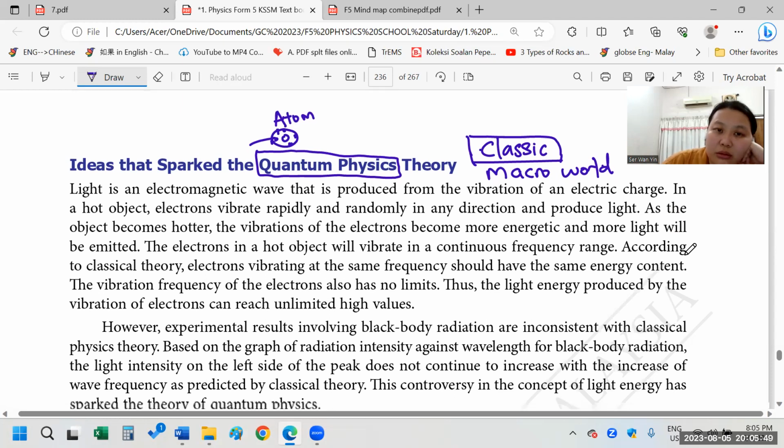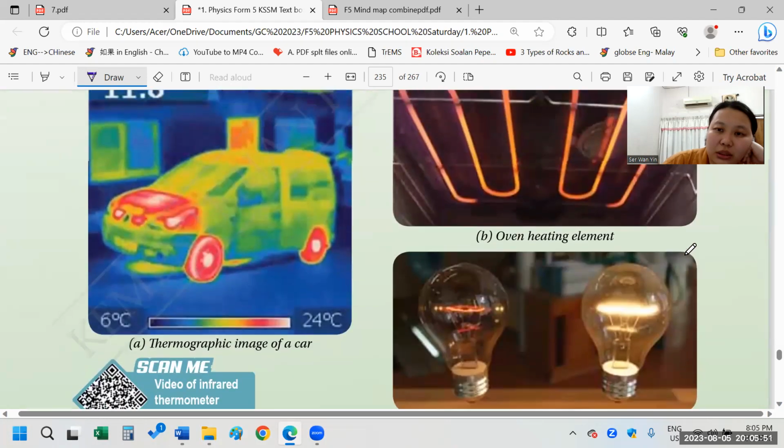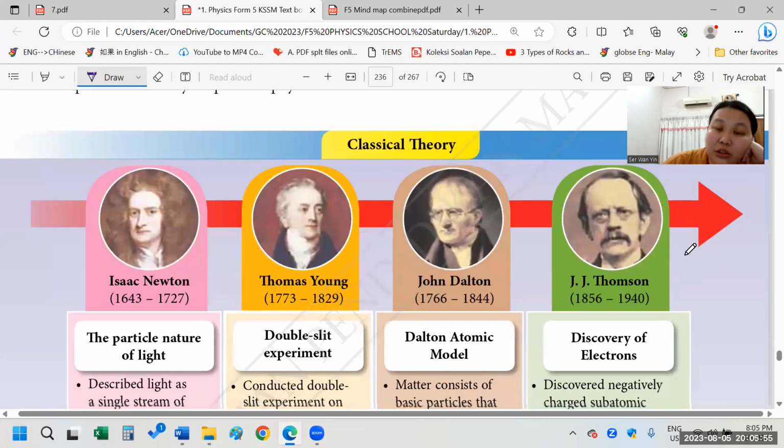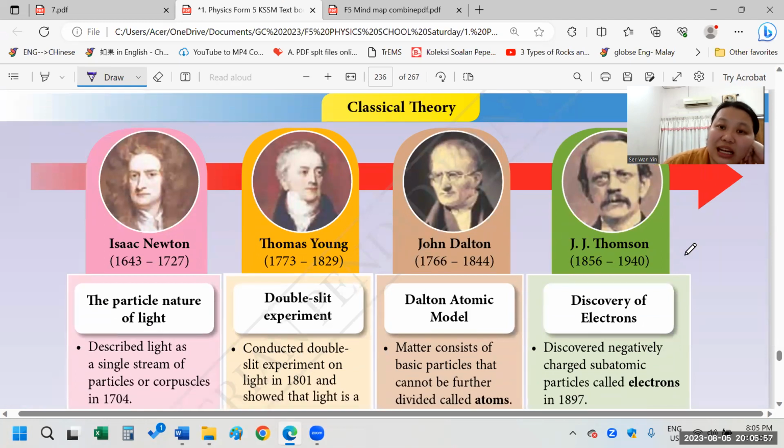Okay, so now actually we should learn what is black body first, but never mind, we learn the history first. Okay, classical theory. So you must memorize them. For classical, for quantum. Okay, first of all, actually they already summarized for you, quite easy. First is Isaac Newton.